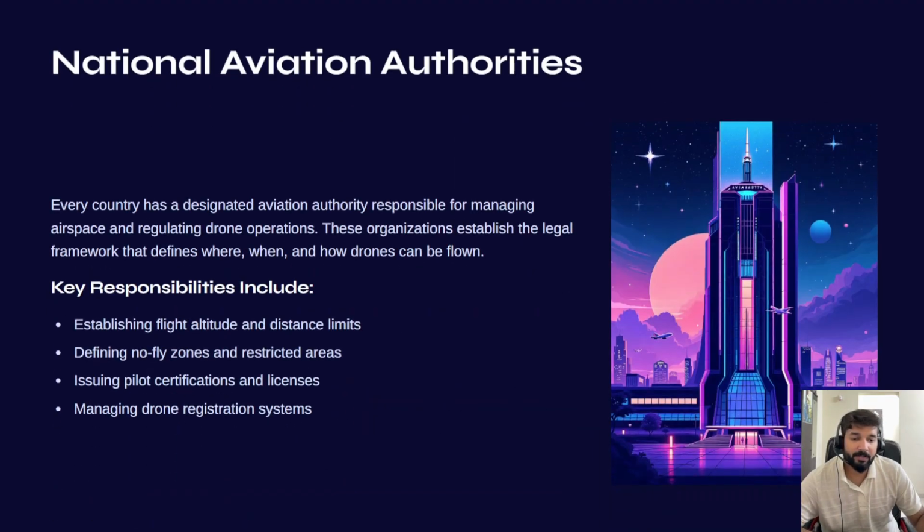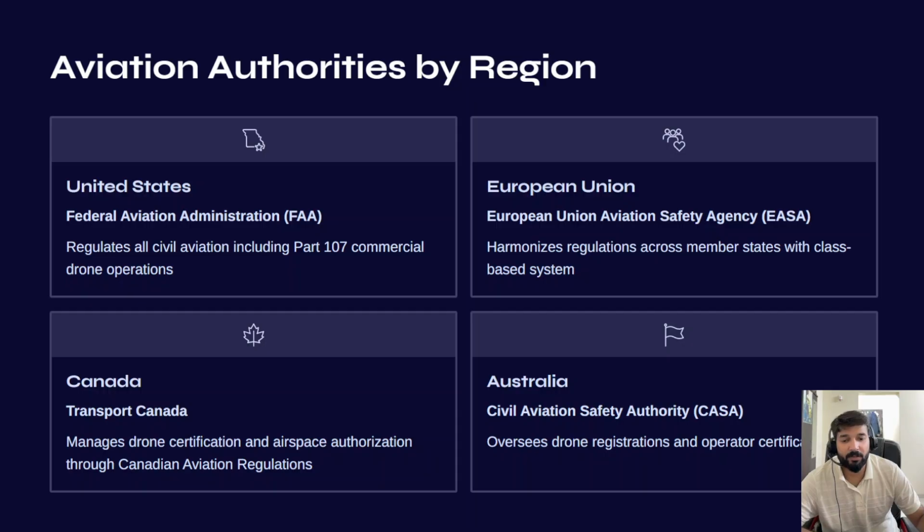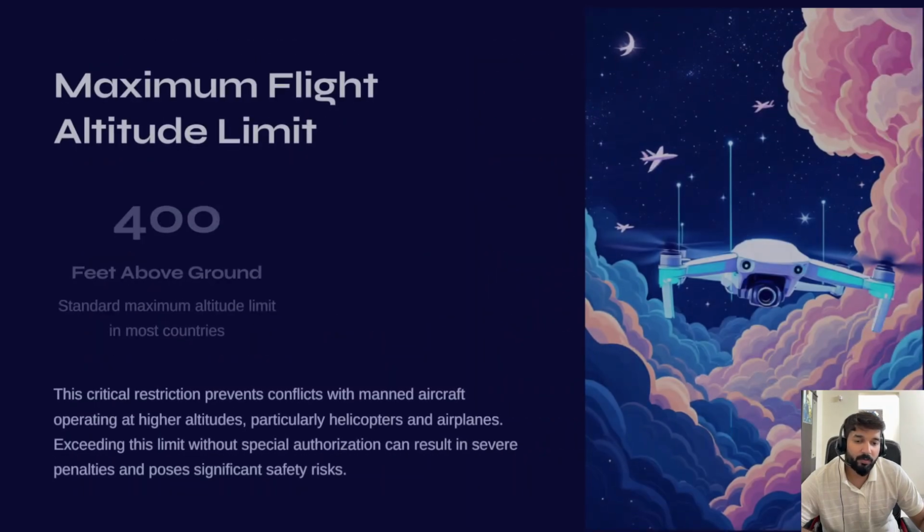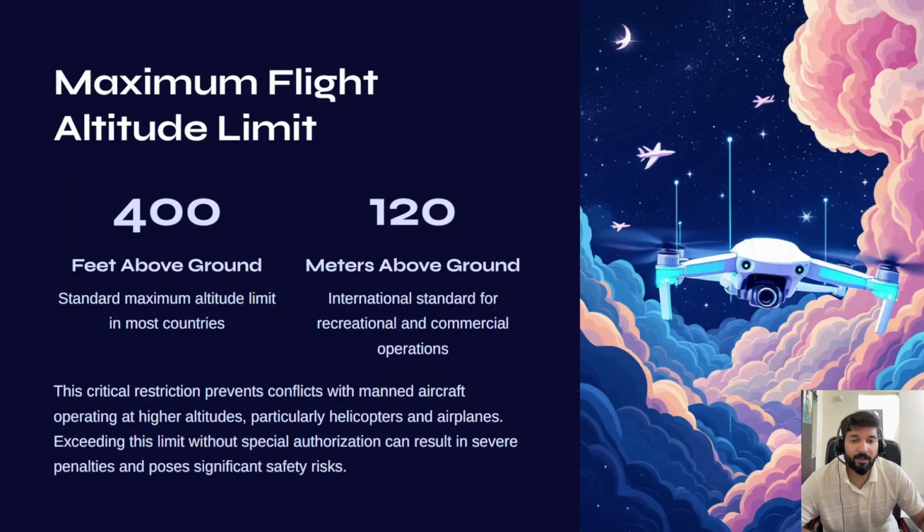Let's begin with the basic concept of aviation authority regulation. In most countries, drone operations are regulated by a national aviation authority. For example, in the United States, drones are regulated by the Federal Aviation Administration, while other countries have their own aviation authorities responsible for managing airspace and drone activity. These authorities establish rules that define where drones can fly, how high they can fly, and what safety measures must be followed.